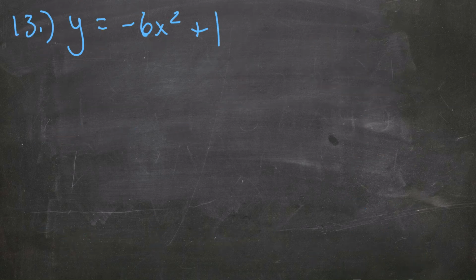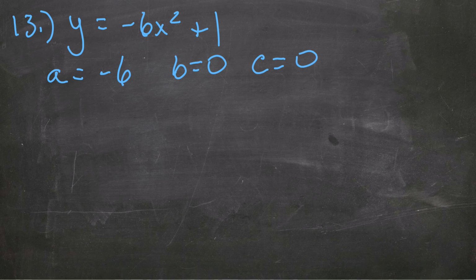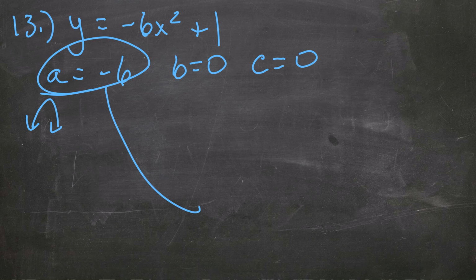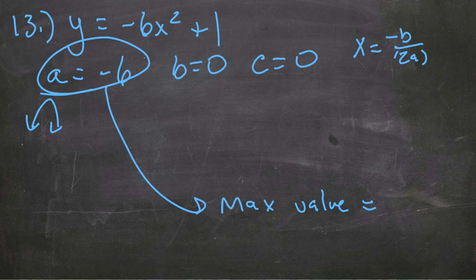All right, number 13, y equals negative 6x squared plus 1. So step 1, I find a, b, and c. It's standard form because there's no parentheses. So a is negative 6, b is 0, c is 1. That negative 6 tells me I have a frowny face, which tells me at the end I'm going to have a max value. That's half your answer. The other half is actually finding the value. So you do step 2. X equals the opposite of b, all over 2a. X equals 0 all over 2 times negative 6, which is 0.